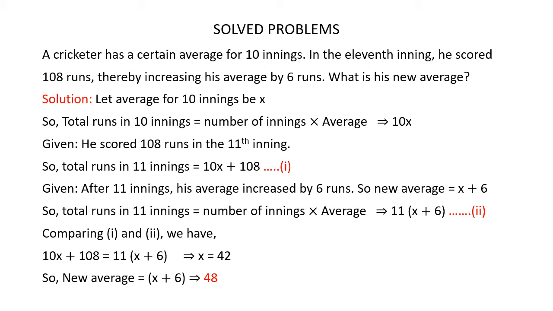Now on comparing 1 and 2, we have 10x plus 108 is equal to 11 multiplied by (x plus 6). On solving, we get x is equal to 42. But we are asked to find the new average. The new average is x plus 6. So the new average is 42 plus 6, which is 48.